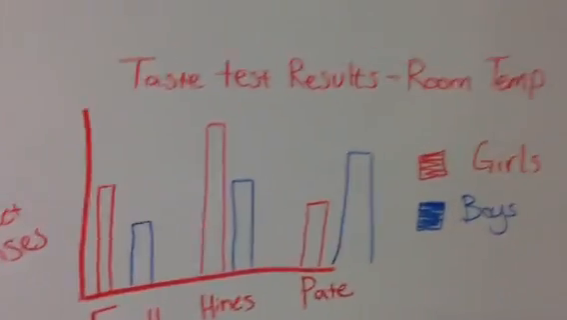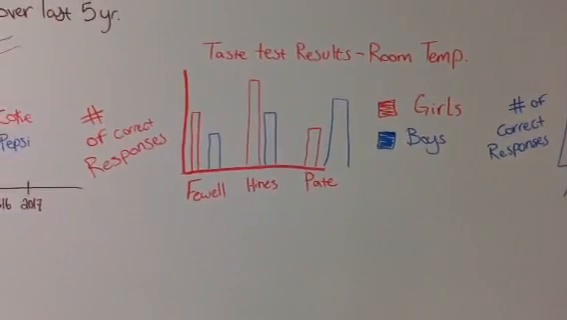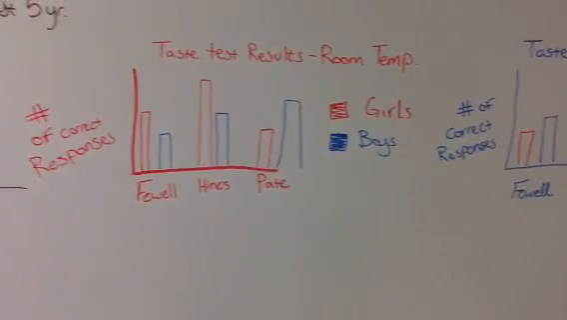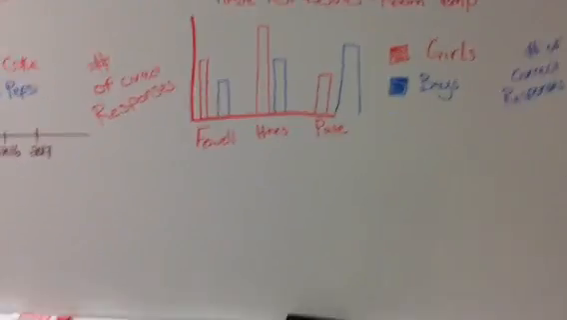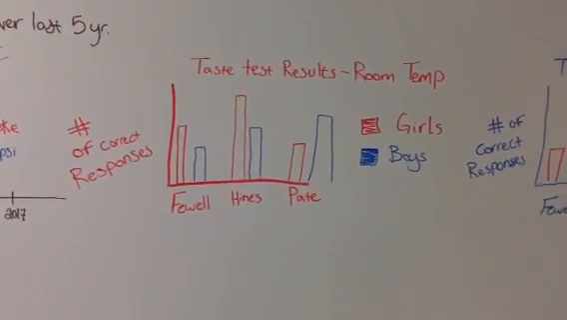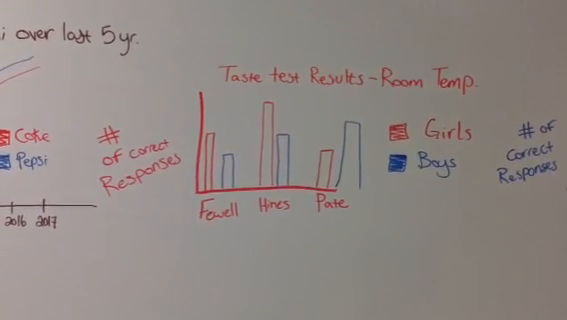You can do one of two things when you put this into a graph. You can put all girls and guys together, or you can do something like this. This would be the taste test results for room temperature. Got Fuel, Hines, and Pate. At the bottom, you've got the girls and the boys, and on the left side, or the y-axis, you have the number of correct responses. And you're basically creating a bar graph from that. This should not be very difficult.